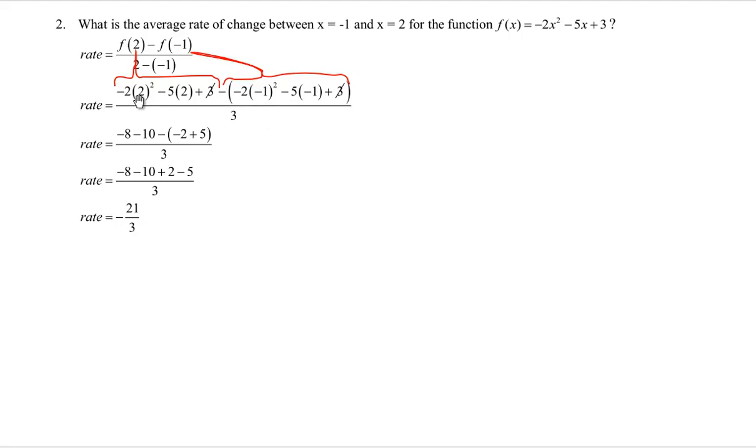And so while we start evaluating here, 2 squared is 4 times negative 2 is negative 8. Negative 5 times 2 is negative 10. My 3 is gone. So this will be a negative 1 squared is 1 times negative 2 is negative 2. So that's negative 2. And then when we take the brackets off, that's going to change that. Well, actually, I guess I left that here. I didn't take the brackets off yet. There's negative 2. And negative 5 times negative 1 is positive 5. So in the next line, we take the brackets off. Subtracting negative 2 is the same as adding 2. Subtracting 5 is minus 5 here. And so negative 8 minus 10 plus 2 minus 5 is negative 21 over 3. So the rate is negative 21 thirds.